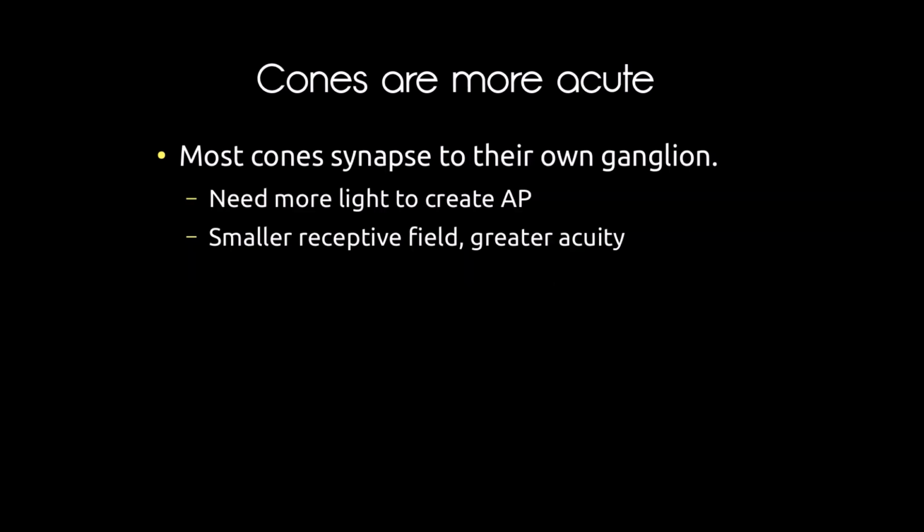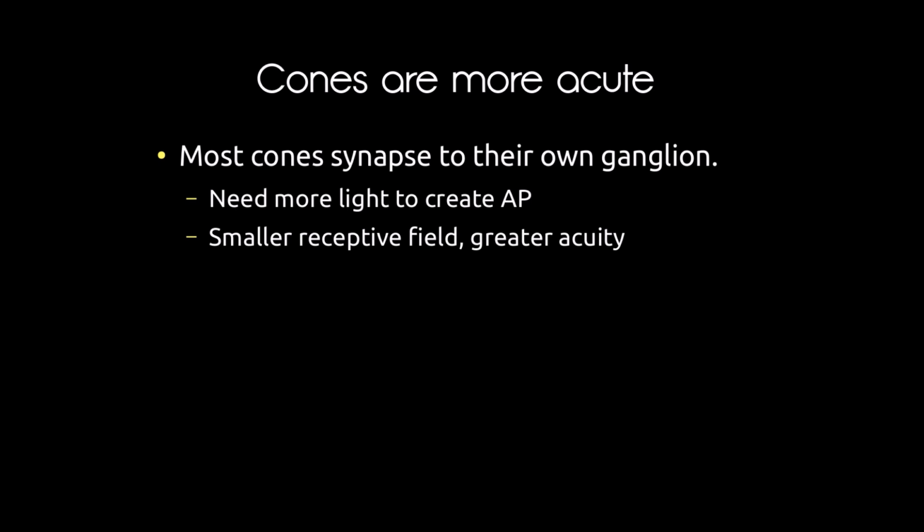Cone cells, on the other hand, are much more acute. Most cone cells are going to synapse onto just their own ganglion cell. So we have one or only a few cones generally synapsing onto each cone ganglion cell, which means that all of that information is being kept separate. So we can distinguish between different cone cells, which means we have much greater resolution when we're talking about cones.